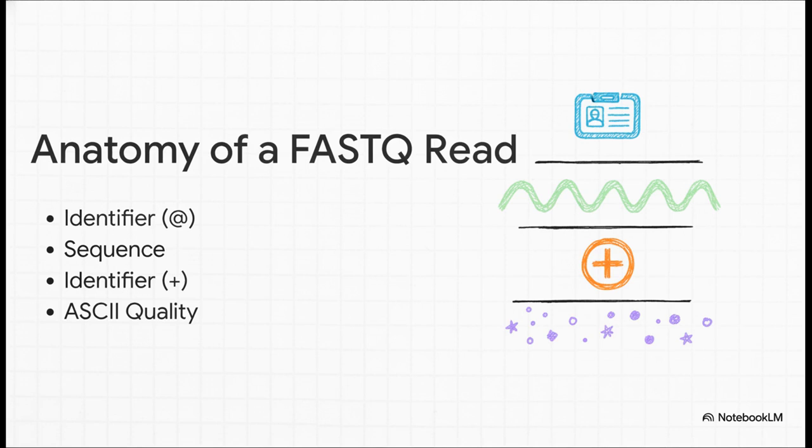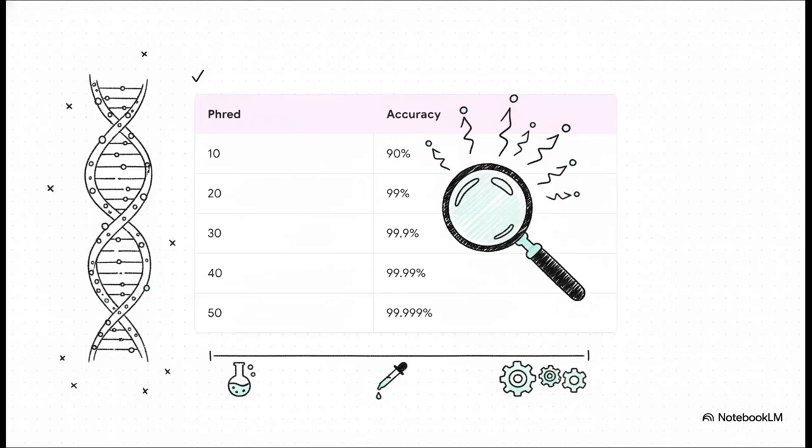These are the ASCII quality scores. See, as the machine reads the fragment, it's translating light signals into base calls, but it's also recording exactly how confident it is in every single one of those calls, and it encodes that confidence as ASCII characters just to save storage space. So those ASCII characters are essentially a secret code for mathematical Phred scores.